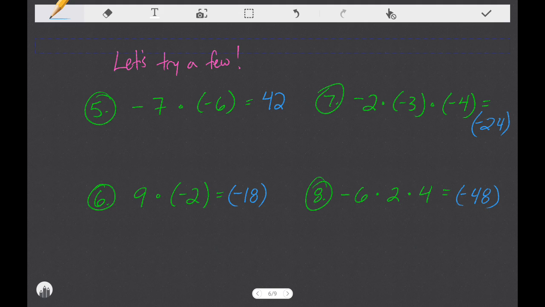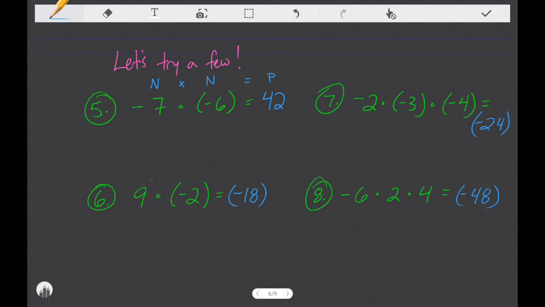All right, so let's go ahead and look at the examples here. For number 5, you should have gotten a positive 42. And the reason you should get a positive 42 is because we have negative times negative. And when they're both the same, your answer should be positive. And that's how we get positive 42, because 6 times 7 is 42.